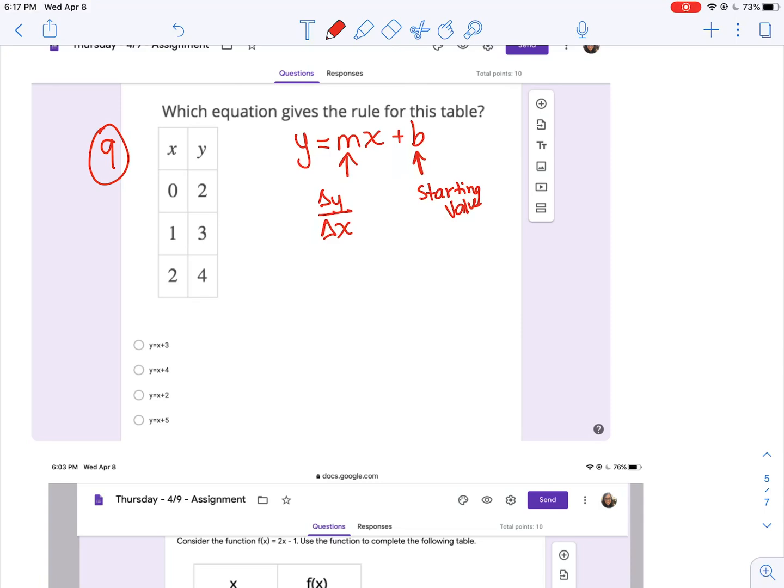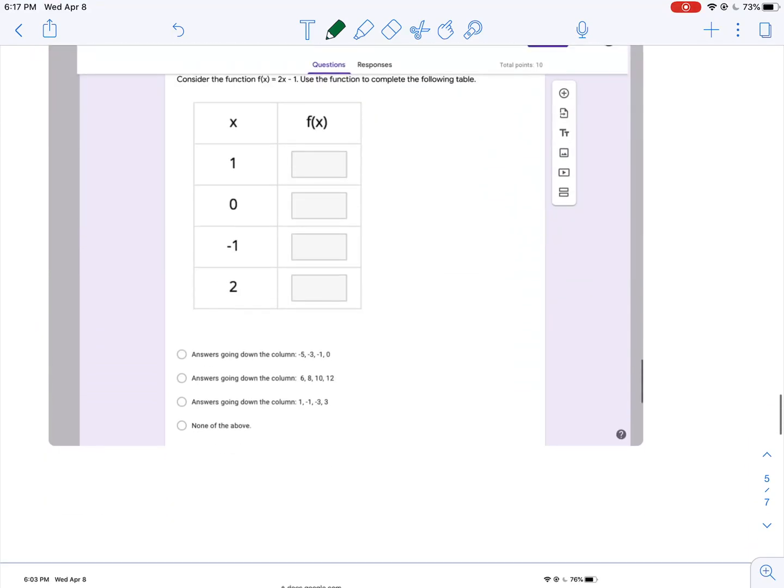Okay, so here we go. Let's find first triangle y over triangle x. My pattern for my y's is 1. My pattern for my x's is 1. So my rate is 1 over 1, or 1. My starting value is my y value when x is 0. When x is 0, my y value is 2, so my starting value is 2. So my equation is going to be y equals 1x plus 2, which that answer would be the third one there. All right, number 10.